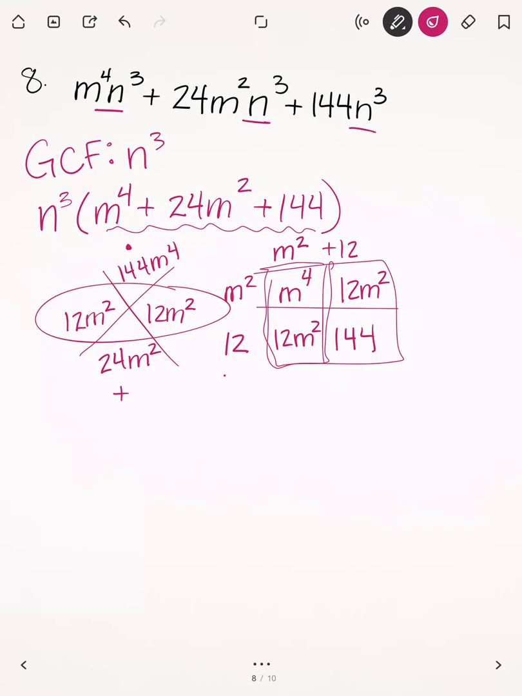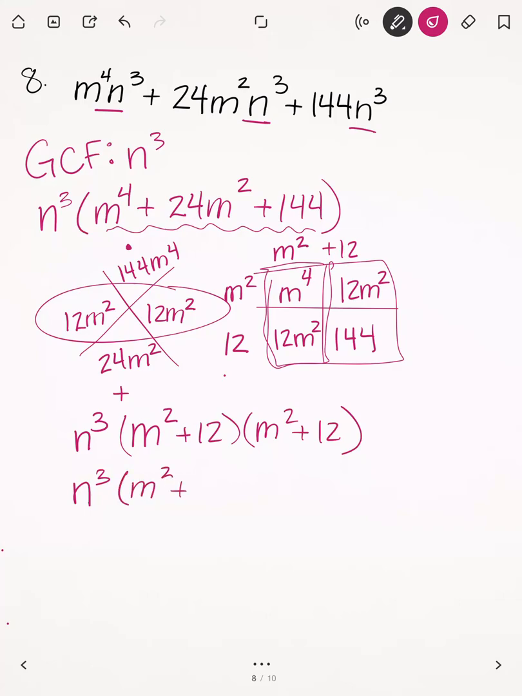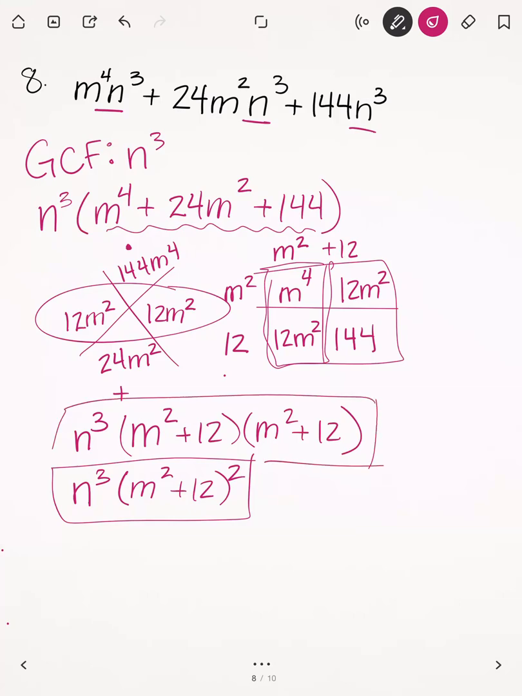So this factors to m squared plus 12 times m squared plus 12. And I can't forget my GCF on the outside. Now, you could leave it like this, but since these are the exact same terms, I can go ahead and write it like this: m squared plus 12, squared. Again, when it's squared, that means I have two of them. So this could be my final answer, or you could leave it like this. It does not matter.